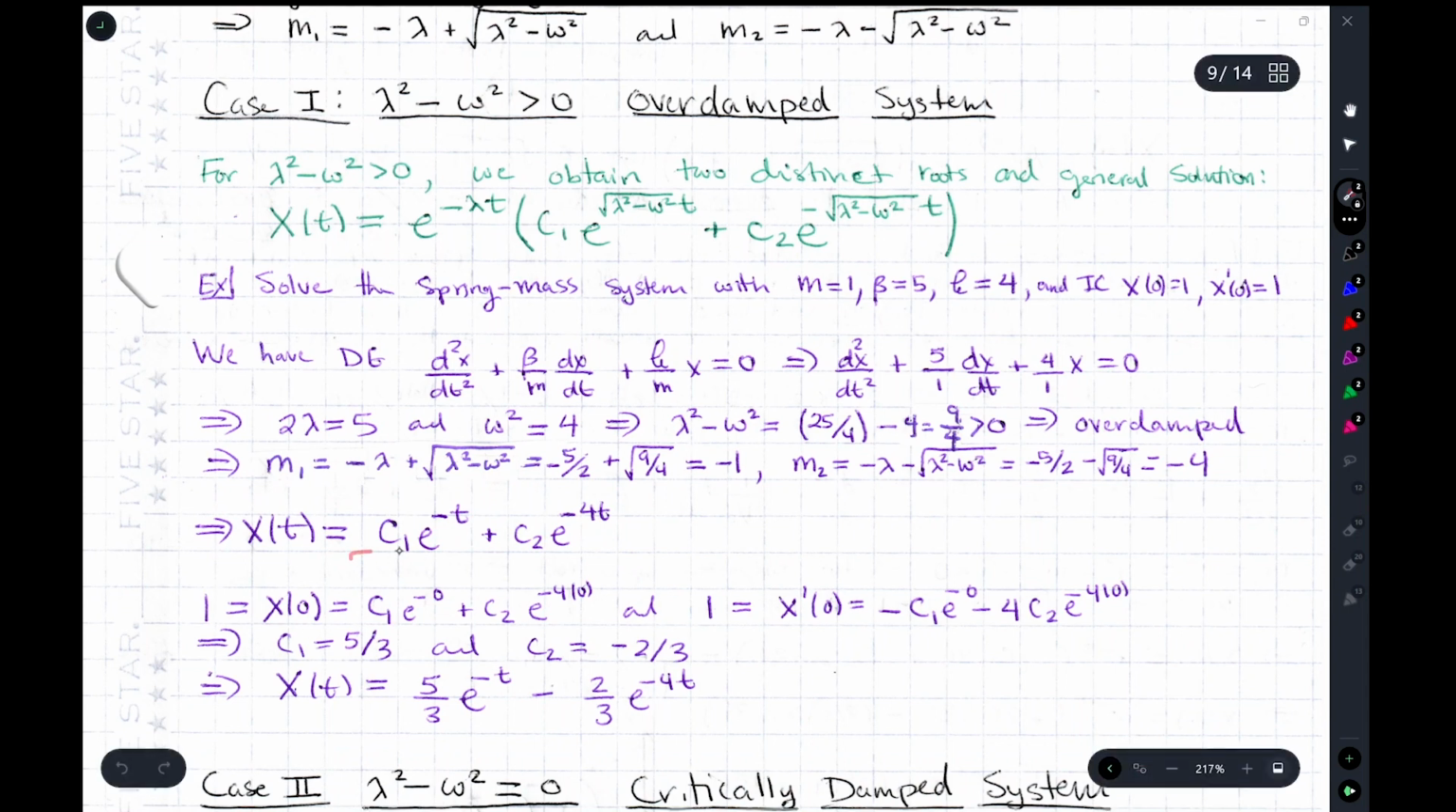Now we want to fix these constants, C1 and C2 of the general solution, and we do that using the initial conditions. So if we take the derivative of this and plug in 0, we get that. And if we take this and plug in 0, we get this. And from both of those, we get C1 is equal to 5/3, C2 is minus 2/3, and we get this solution to the initial value problem.